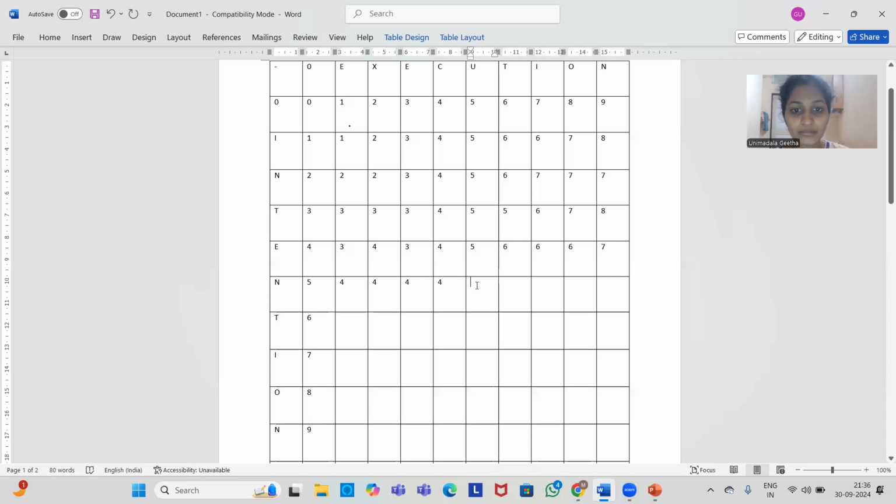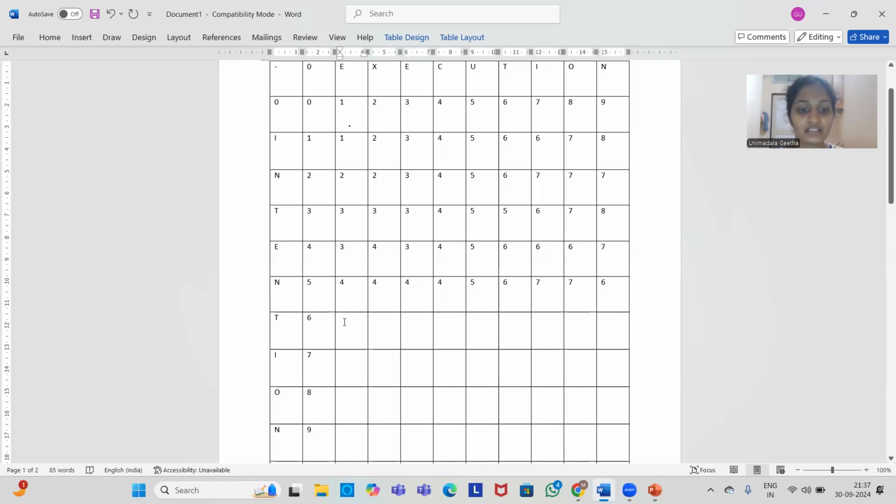N and U, the number will be 5. N and T, the number will be 6. N and I, the number will be 7. N and O, the number will be 7. Here N and N are the same letter, so we have to perform a deletion operation so that the number will be 6.